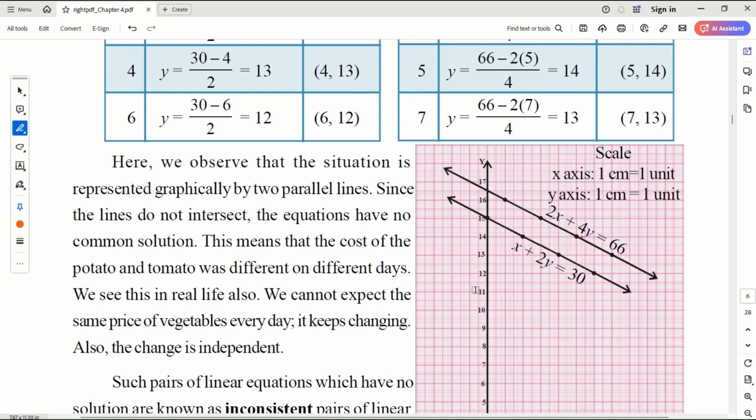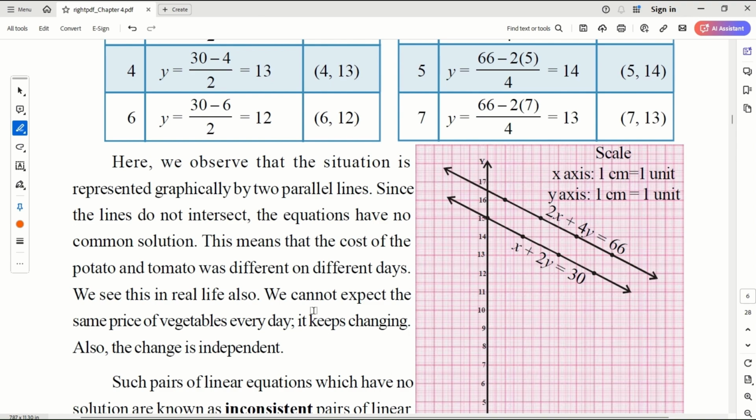What is the meaning of this? That means they don't have a common solution. There is no common solution for x and y. If you look at the problem, this is the price of tomatoes and potatoes on a given day. Do you think there will be a common value? Need not be, right? It is not possible that the tomato and potato prices will be the same on 2 given days. It can be independent.